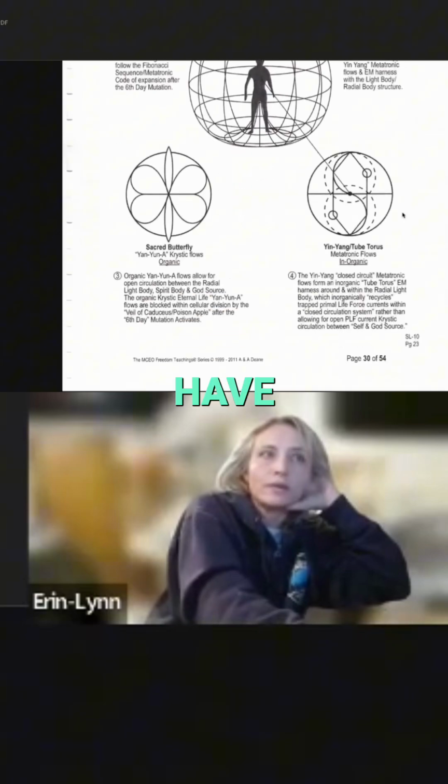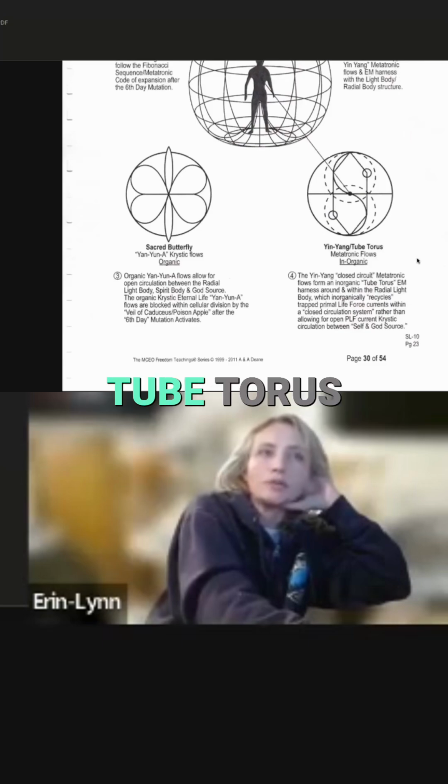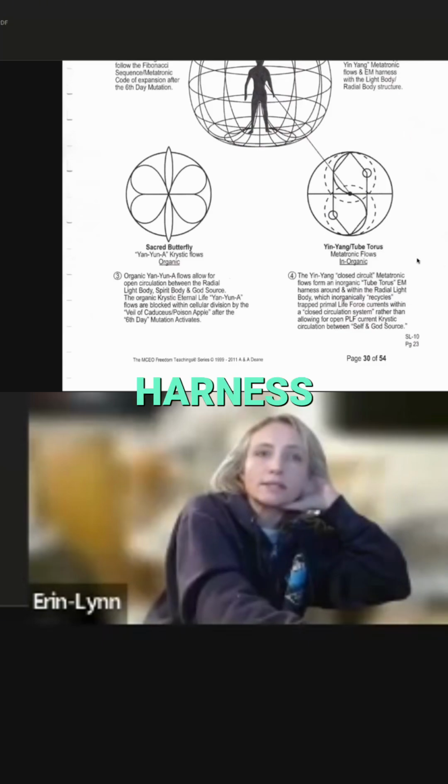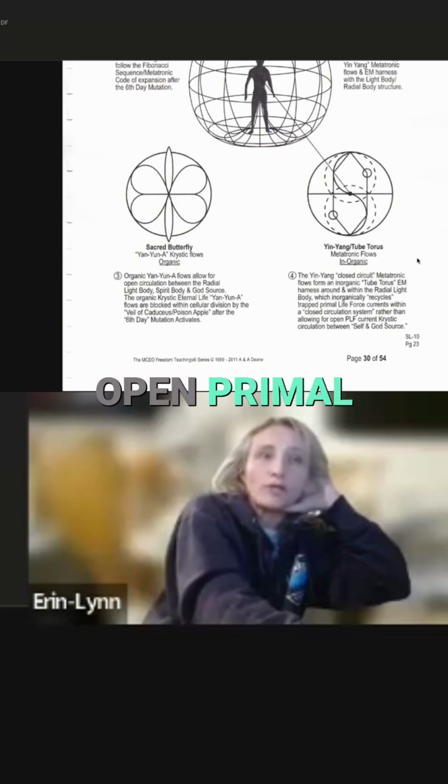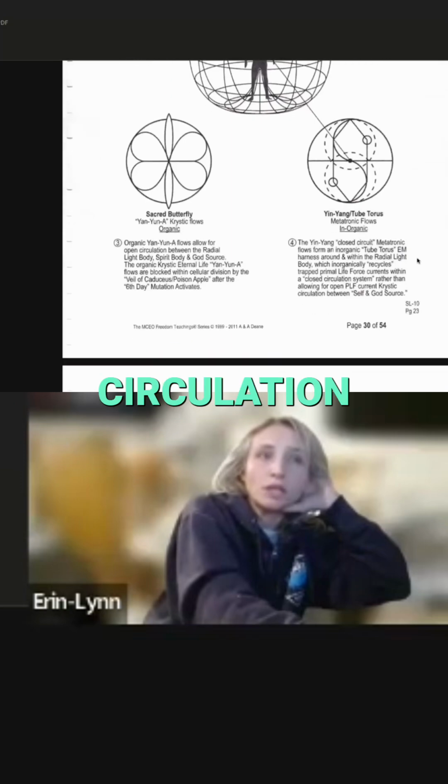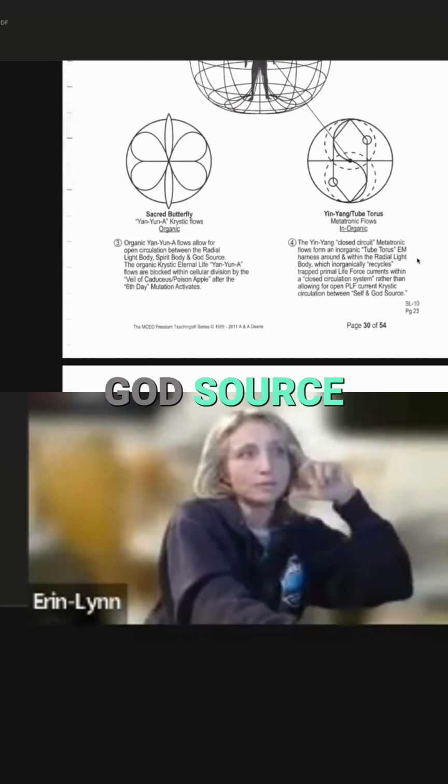Here we see the Yin Yang tube torus Metatronic flows, inorganic. Yin Yang closed circuit Metatronic flows form an inorganic tube torus electromagnetic harness static field around and within the radial body, which inorganically recycles trapped primal life force currents within a closed circulation system, rather than allowing for open primal life force current Christic circulation between self and God source.